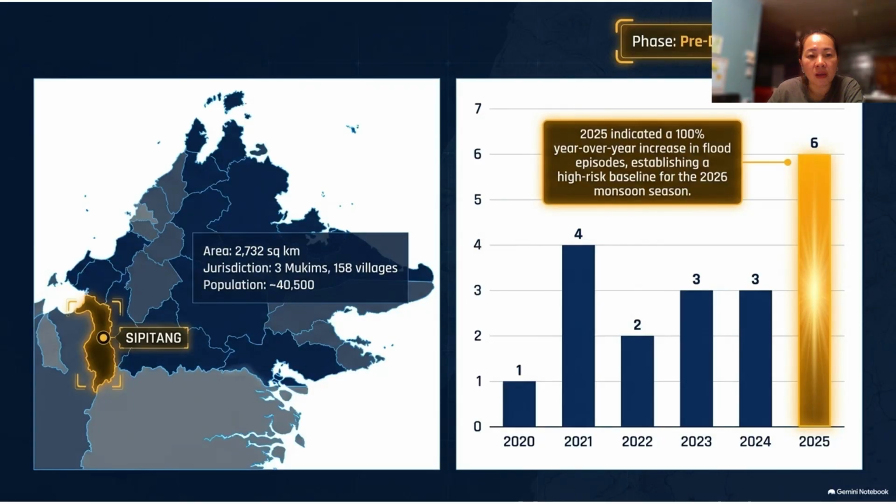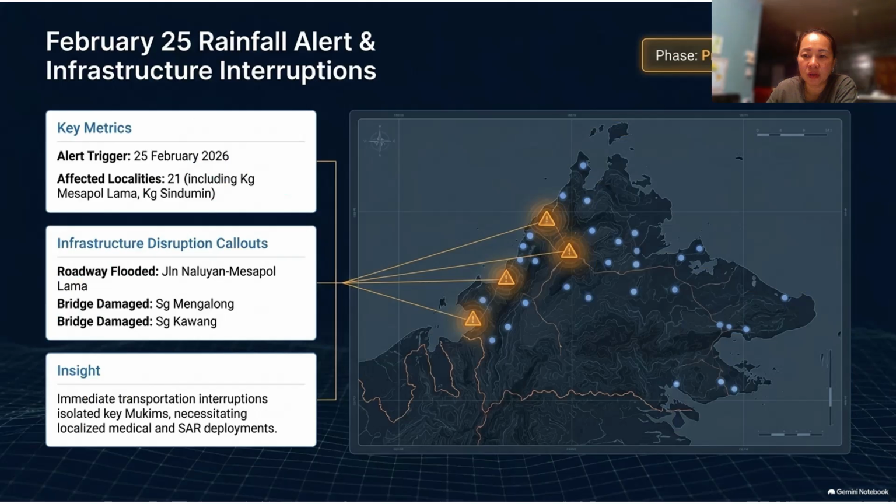Okay, this slide shows the profile of Sipitang district and the history of flood episodes. Sipitang covers approximately 732 square kilometers with 3 mukims, including 158 villages and a population of around 40,500 people. And the graph shows that flood episodes increased from three cases in 2024 to six cases in 2025. This was a 100% year over year increase and indicates a higher flood risk entering 2026.